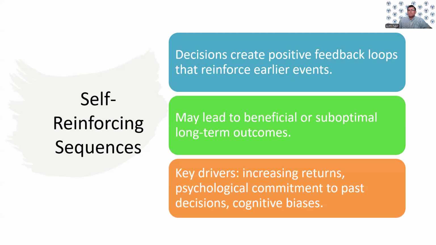So some decisions can create positive feedback loops, and those changes would lead to self-reinforcing sequences, because these cycles accelerate success. Either it will accelerate success or can trap organizations in an ineffective pattern. So understanding these sequences helps leaders amplify positive effects and avoid reinforcing poor decisions. Decisions create positive feedback loops, which reinforce the earlier events. Here, actions and decisions build momentum, which will reinforce the direction of change.